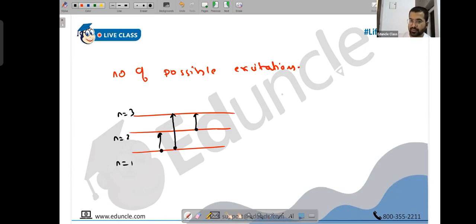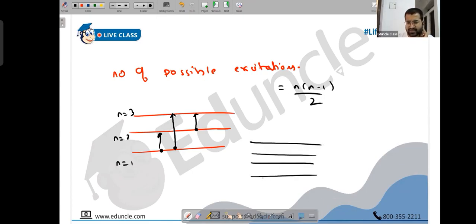So again, if they give you the outermost orbit, suppose there are 3 orbits possible, the number of excitations will again be n into n minus 1 by 2. Same formula. We can always check. If I have 4, it's the reverse only. So 1 to 2 I can go, 1 to 3 I can go, 1 to 4 I can go. If I'm going from 1 to 2, then 2 to 3 is also possible, 2 to 4 is also possible. If I'm going from 1 to 3, then 3 to 4 is also possible. Again, I'm getting 6 possible excitations. Same formula.